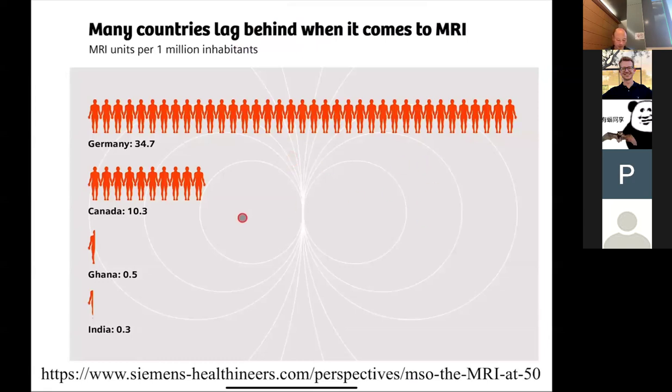Okay, this is from Siemens, so they don't list the US here. But you can sort of see that when this was done, the number of MRI systems per million inhabitants in Germany is much more than Canada, and then Ghana and India are listed there. And I think this is about 4 years old. Okay, so the prevalence of MRI is quite unequally distributed. In the US, we have a lot, so we think it's normal. But if you go to a lot of other countries, it can be very difficult to get an MRI.